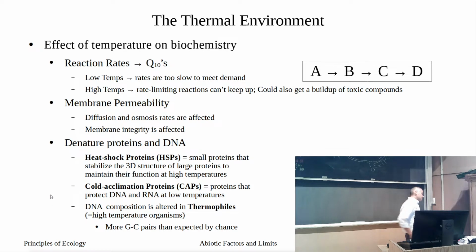Some organisms might have had these heat shock proteins or cold acclimation proteins. They may also have, I don't want to say they've changed, but evolution may have selected for a higher concentration of GC pairs, guanine-cytosine pairs. These pairs have a triple bond, so they take more energy to break. In their genetic code, they have more of these pairs, which help to stabilize their DNA structure.